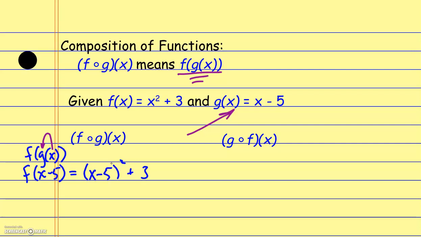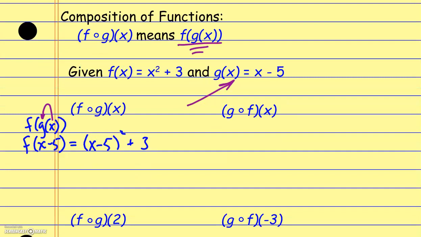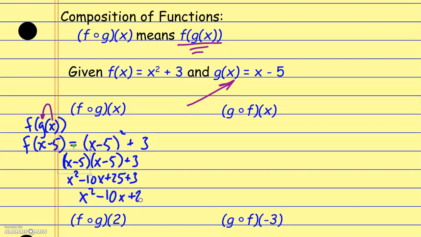I plugged the x into the g function and got x minus 5, and then plugged the x minus 5 into the f function and got x minus 5 squared plus 3. All right, and now from here I'm just going to simplify this. Keep in mind that x minus 5 squared is actually x minus 5 times x minus 5, which is important because when I multiply that out, that's x squared minus 10x plus 25 plus 3. And now I combine like terms. That's x squared minus 10x plus 28. Okay? So again, I'm plugging one function into the other function.